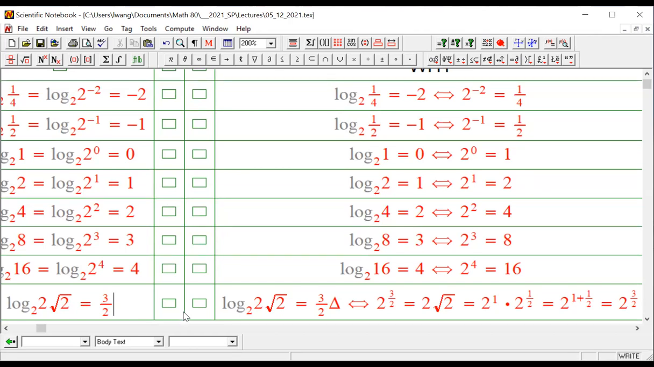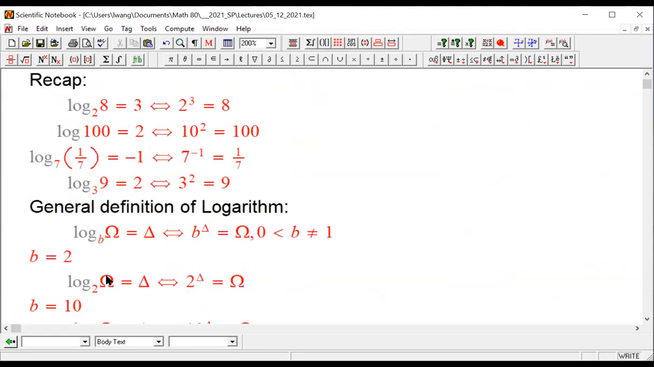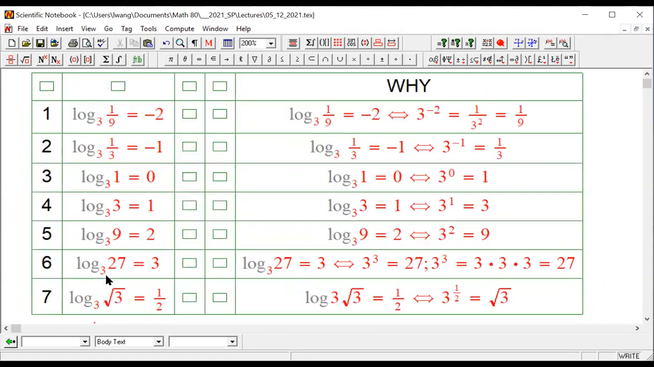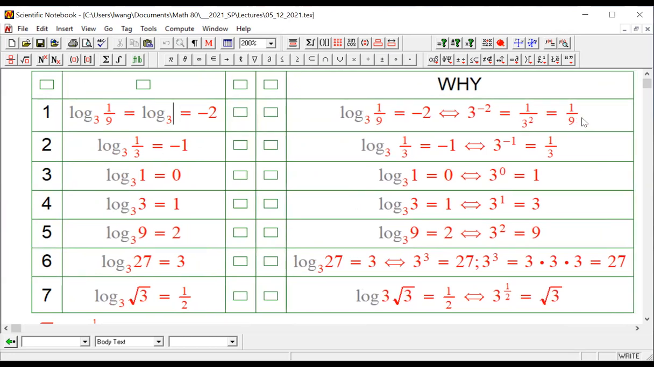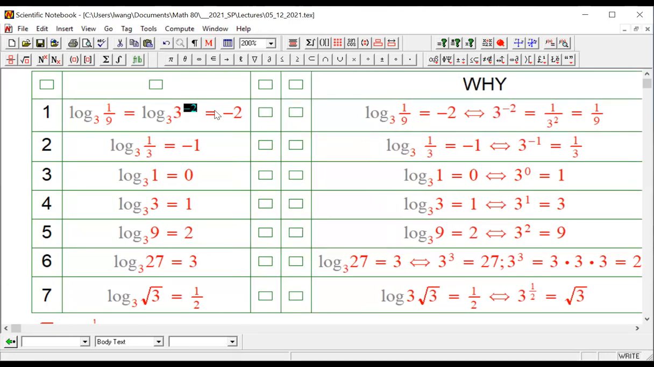Did you get it? Okay, so let's look at what we did for base 3. Where's our base 3? There. Okay, base 3. We have 7 questions, and we're going to have eight of them. So now let's combine this. We got log base 3 of 1/9, which is equal to 3 to the power of -2, so -2, base 3. Over here we got log base 3 of 3 to the power of -1, as we have indicated, and boom, base 3 and base 3, and -1, -1. Do you guys see that?